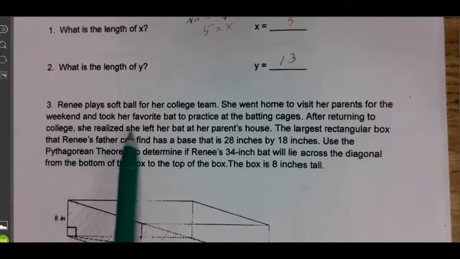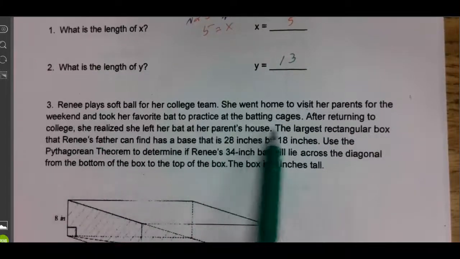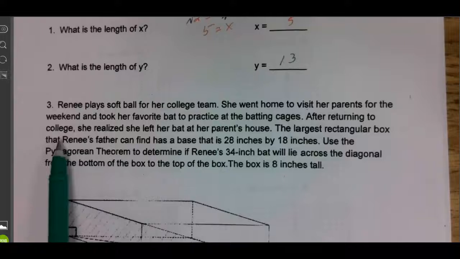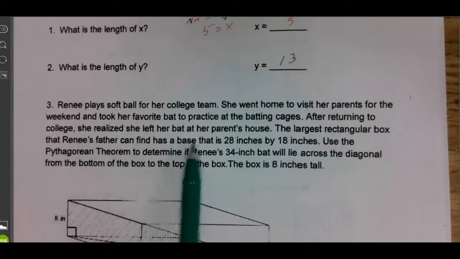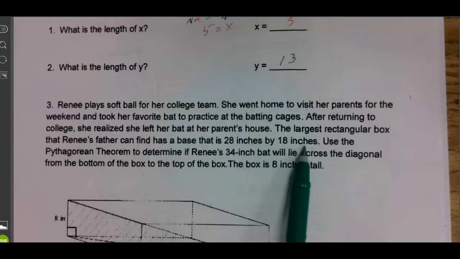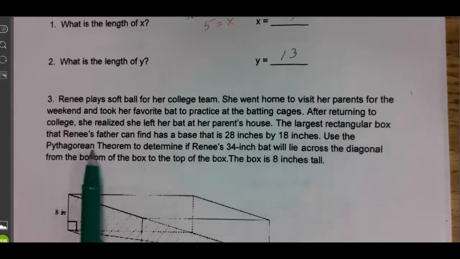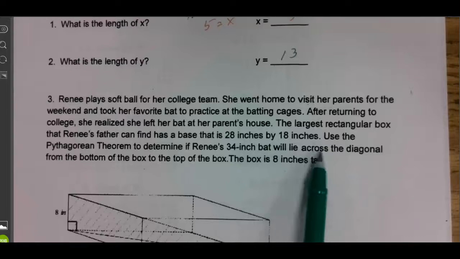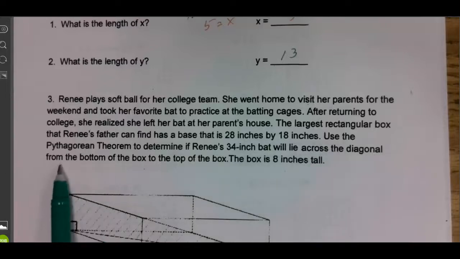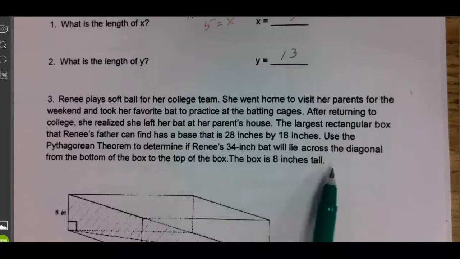After returning to college, she realized that she left her bat at her parents' house. The largest rectangular box that Renee's father can find has a base that is 28 inches by 18 inches. Use the Pythagorean theorem to determine if Renee's 34-inch bat will lie inside the diagonal from the bottom of the box to the top of the box. The box is 8 inches tall.